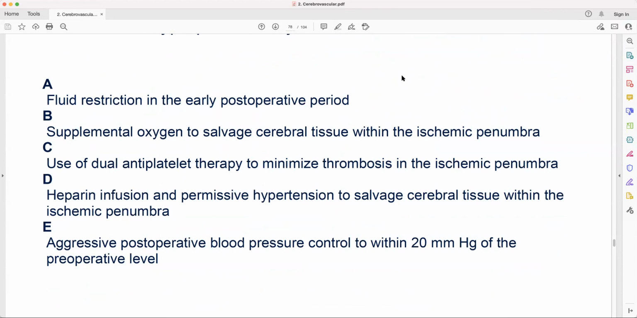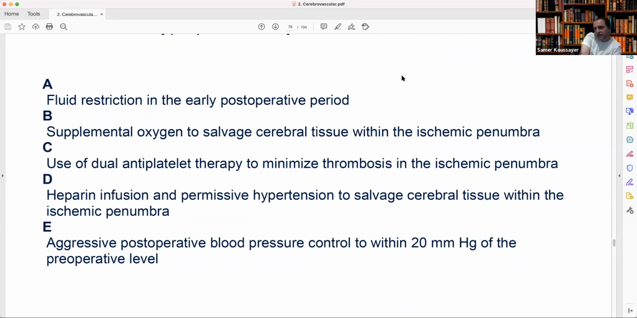Okay, supplemental oxygen to salvage cerebral tissue within the ischemic penumbra. Ischemic penumbra is the area around a stroke. When you have a stroke, you have an area around it called the ischemic penumbra. This area is like a demarcation. When you have ischemic tissue, you see something black, and around it you see something in the middle.